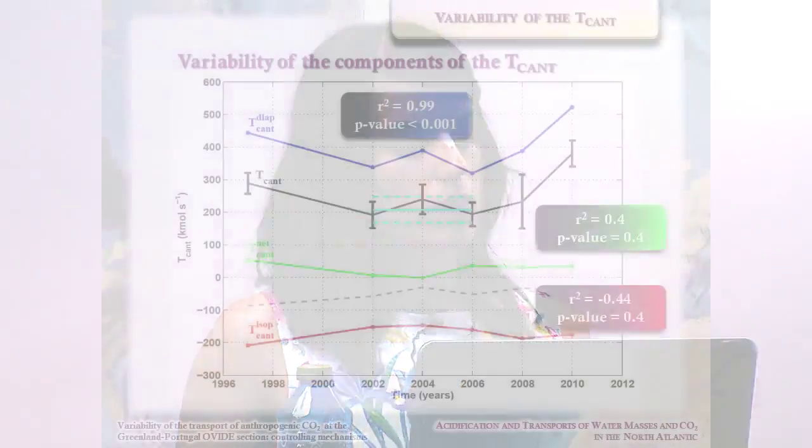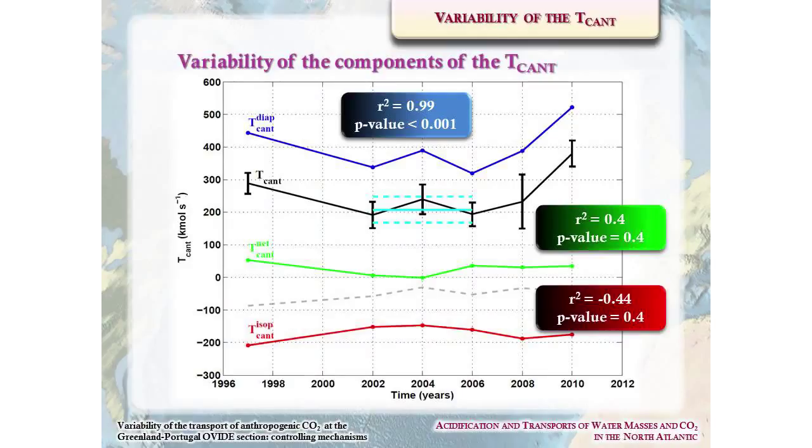Now, I am going to evaluate which elements of the circulation have a major influence on the variability of the transport of anthropogenic CO2 across the studied section. The variability of the transport of anthropogenic CO2 and the variability of the diapycnal component are well correlated. By contrast, the variability of the isopycnal component is not correlated with the variability of the transport of anthropogenic CO2, and the same occurs between the variability of the net component and the variability of the transport of anthropogenic CO2. Therefore, the diapycnal component is the principal driver of the variability of the transport of anthropogenic CO2 across the section.